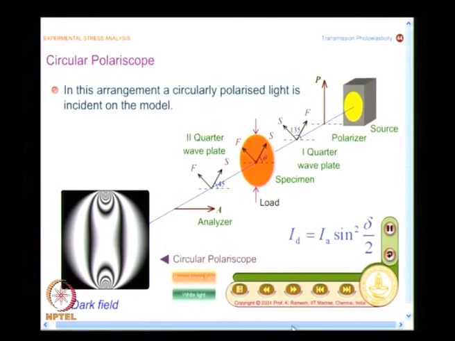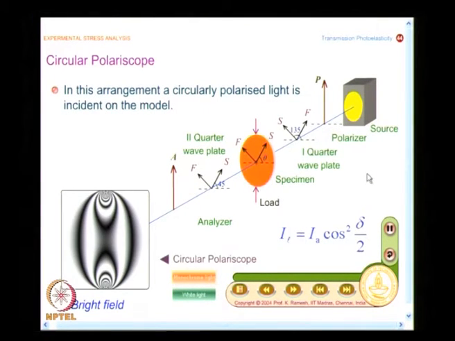I have the optical diagram here, and let us see what are all the elements that you have. I have the light source. After the light source, I put a polarizer, then I put a quarter wave plate which is oriented at 135 degrees. Then I put a model which is loaded. After the model, I put a second quarter wave plate, and this quarter wave plate is kept at 45 degrees. Then I put an analyzer.